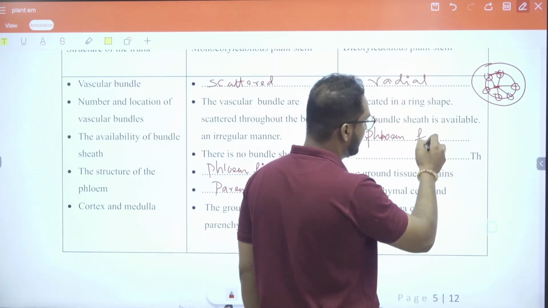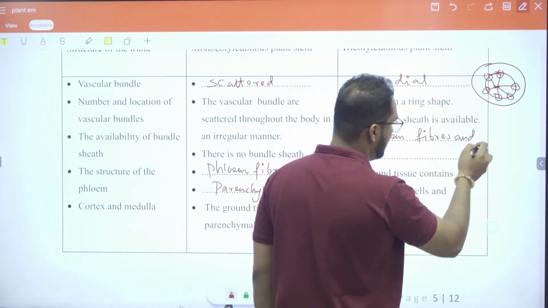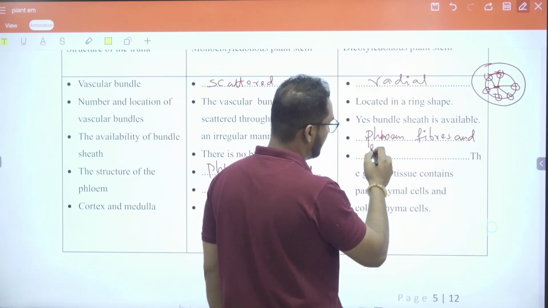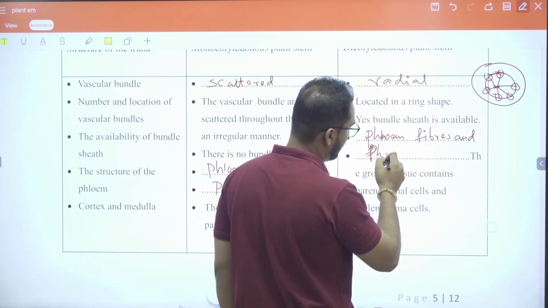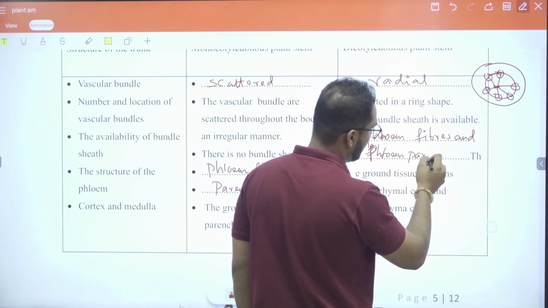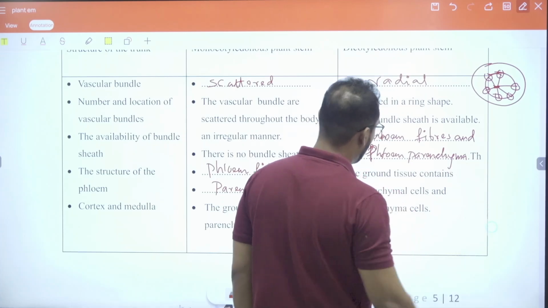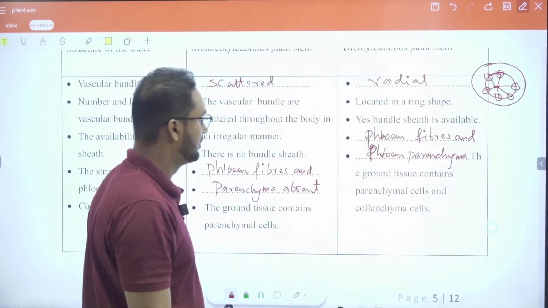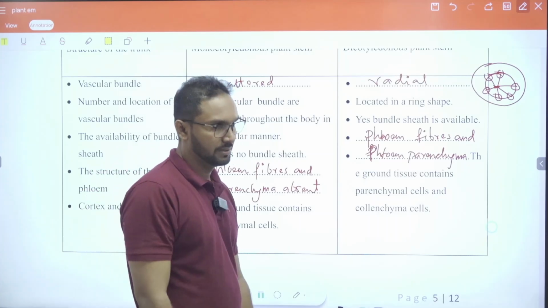Phloem fibers and phloem parenchyma are present, right? Are present.